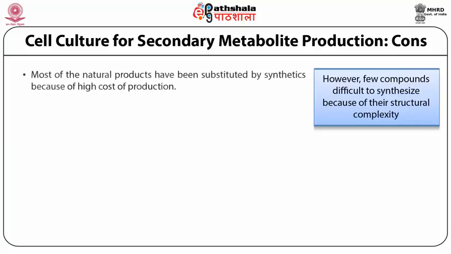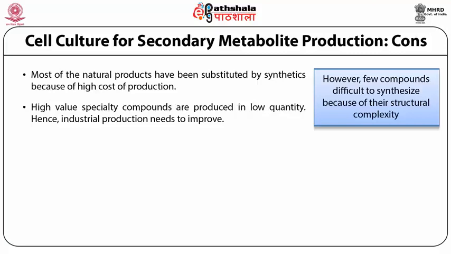Most of the natural products have been substituted by chemical analogs or synthetics because the cost of production is very high. The high value specialty compounds are actually produced in very small quantities. So to have a commercial yield, a lot of research needs to be done and the production needs to be increased under in vitro conditions. And this in turn raises the production cost.